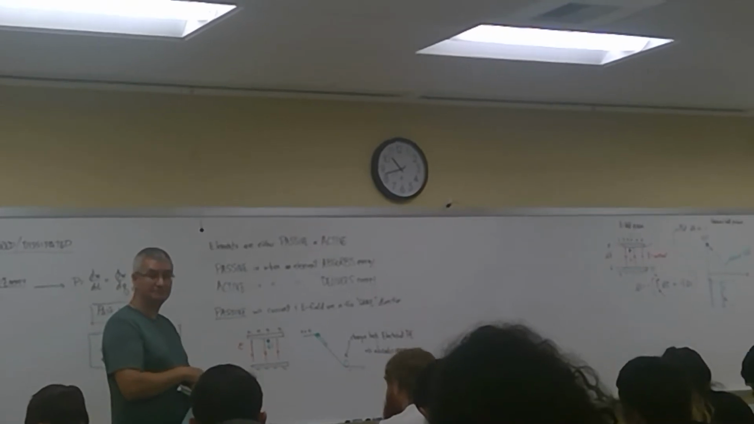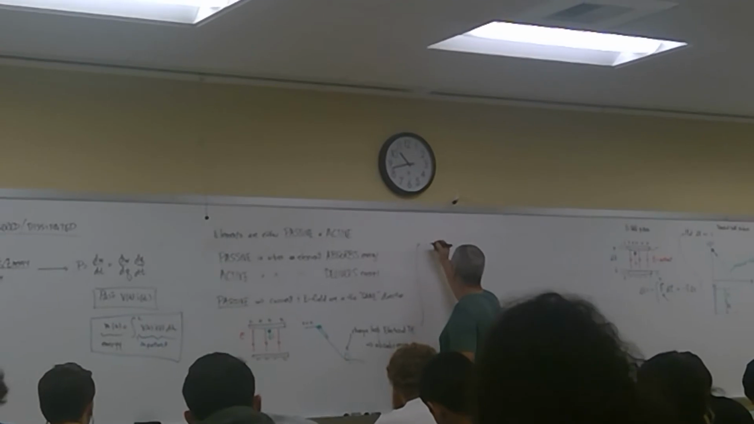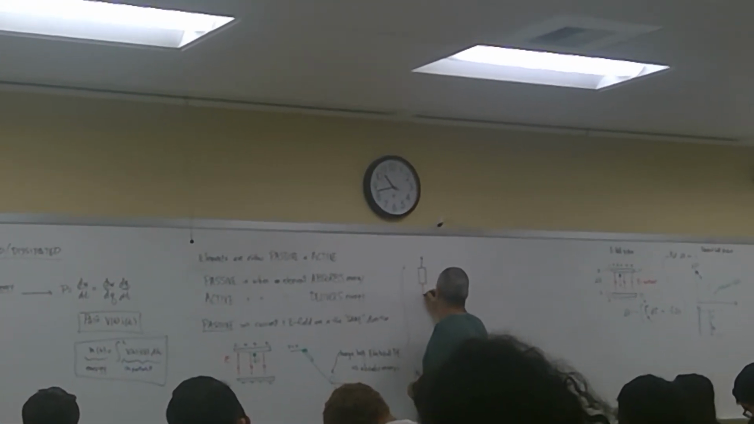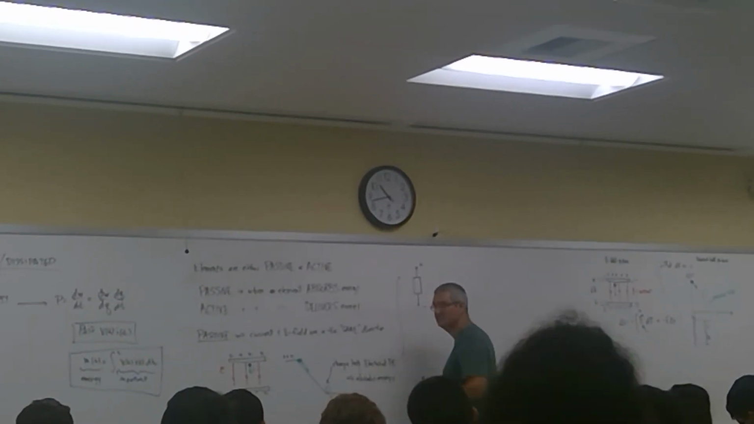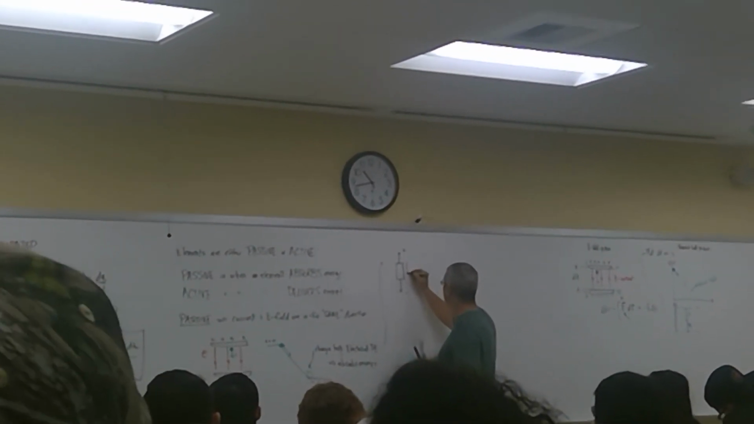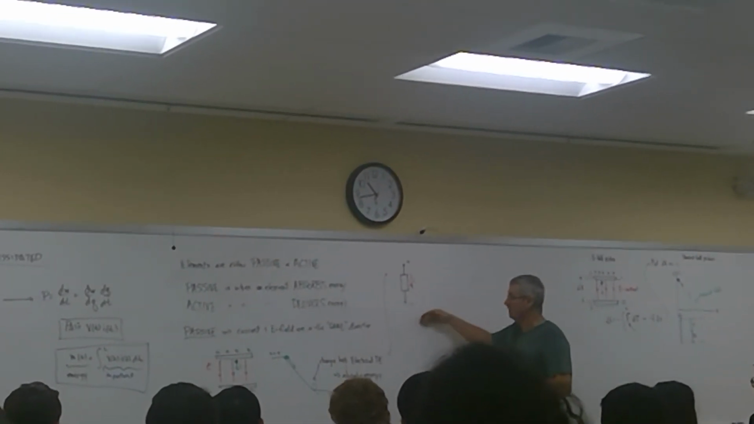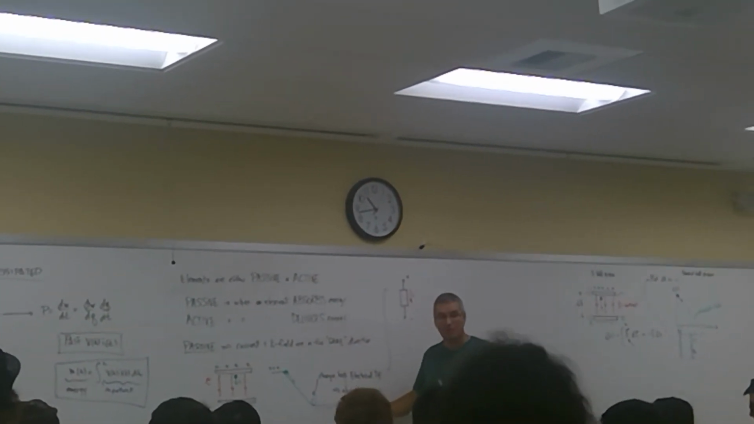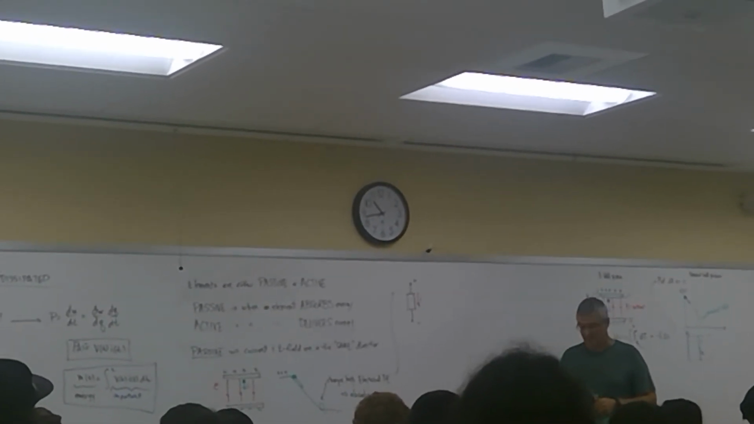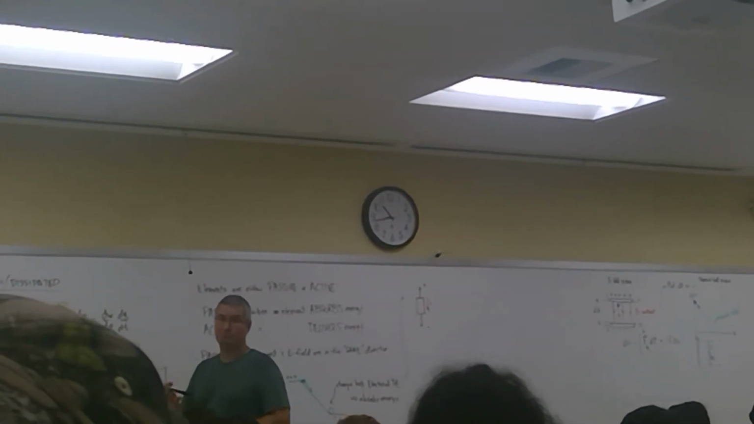So let me ask you this. If I look at this picture, if I have an element, and this is positive and this is negative, and the current goes in this direction, because it's going from the high to the low, then that charge must lose energy as it goes through that. So resistors are real clear and obvious.